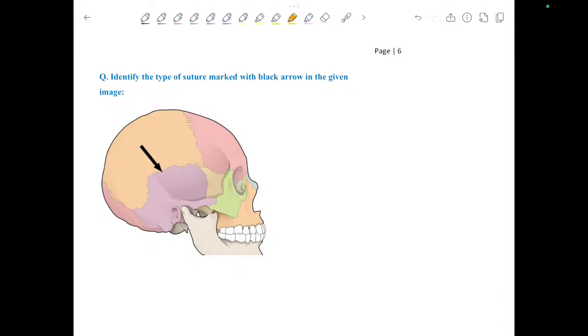Identify the type of suture marked with the black arrow in the given image. So you have to identify which suture this is. Now let us take the labels. This is the parietal bone, this is the temporal bone, this is the frontal bone, this is occipital, and this is sphenoid. Now the suture which is being asked in the question is between the parietal bone and the temporal bone.